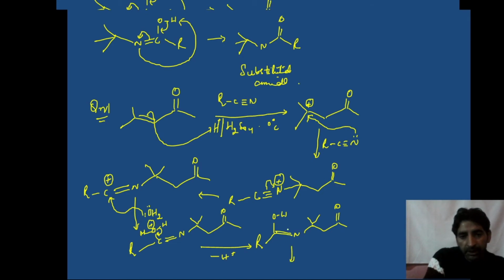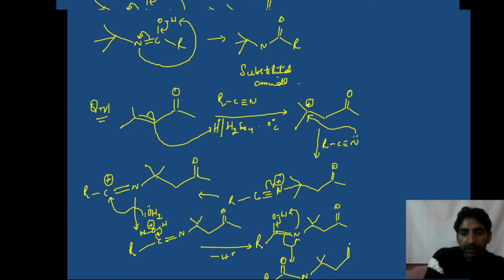Now what will happen in the next step? This bond will break towards this side, and this becomes negatively charged. It will abstract a proton, and this bond will shift over here. We get an amide over here. So what are we going to get? This is our amide, this is our substituted amide.